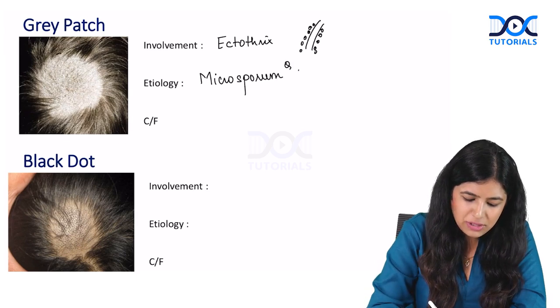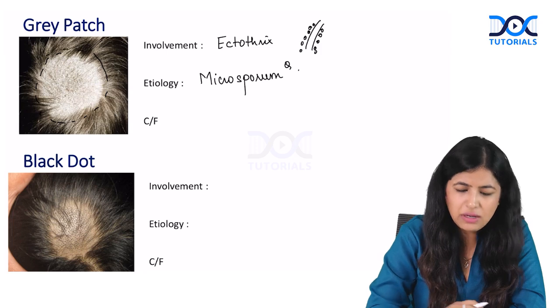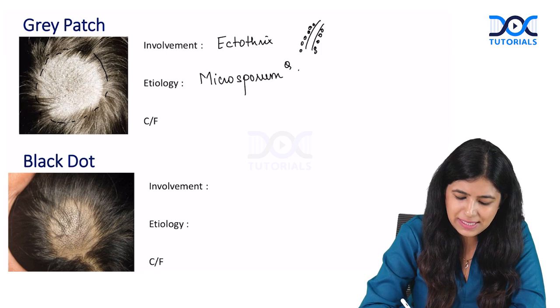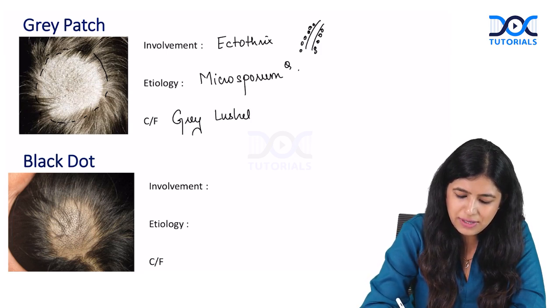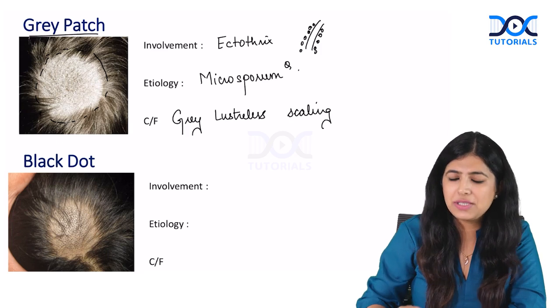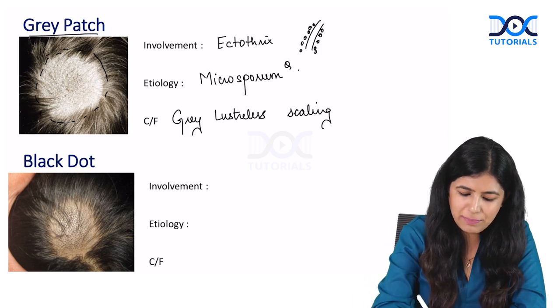When you see the patient clinically, there will be a round to oval patch of non-scarring alopecia, which will be covered with a thick grey lusterless scaling. So here, the most important sign that you see is grey lusterless scaling on the surface, which gives it the name grey patch type of Tinea capitis.